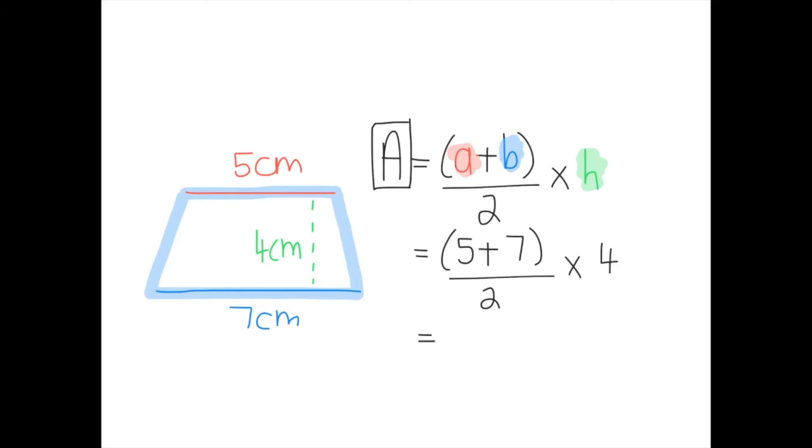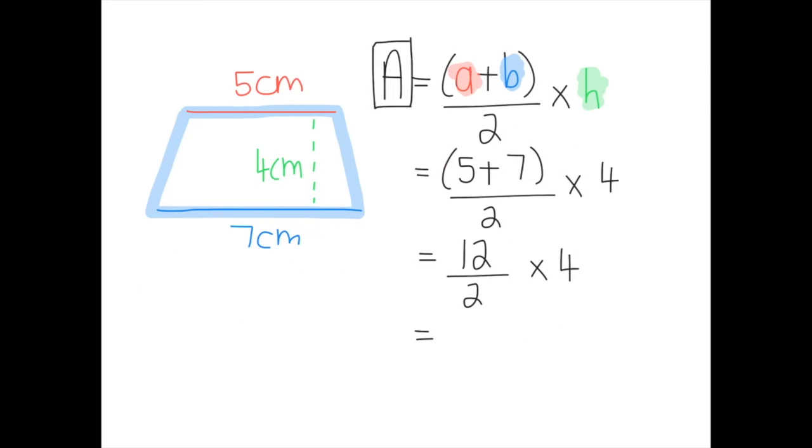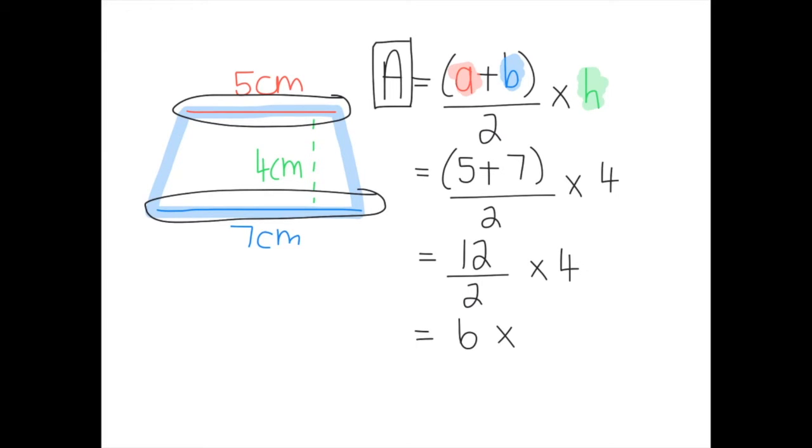So 5 plus 7 is 12 divided by 2, and that number is going to be times by 4, which is my height. 12 divided by 2 is 6. So that means that the average of this one and this one is 6, and timesing it by 4, 6 times 4 is 24, and I know that I'm looking at centimeters and that it's area, so they are squared. As another example, I can scroll down and I'll just make another one up.